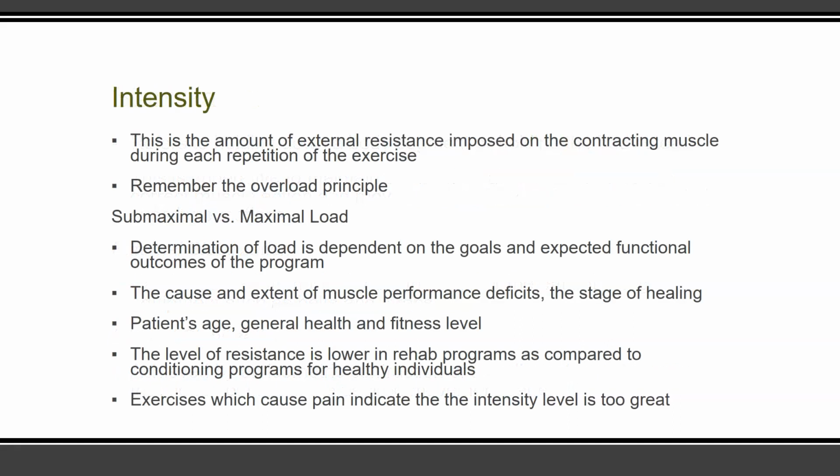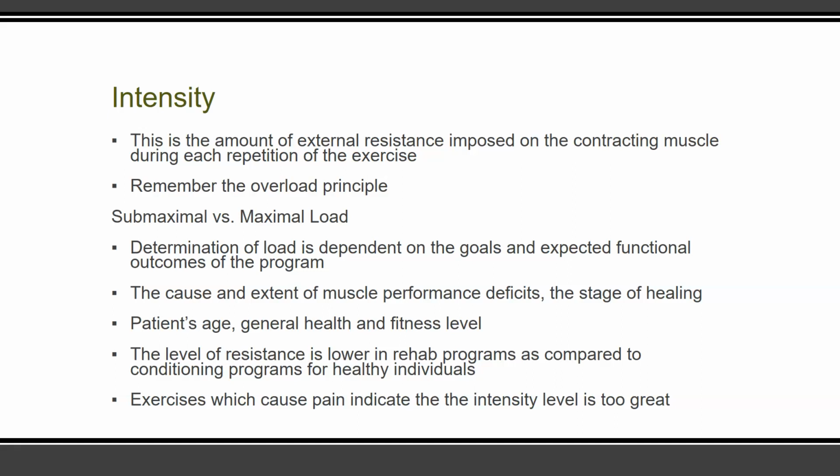The other thing we have to look at is intensity. So this is the amount of external resistance imposed on the contracting muscle during each repetition of the exercise. So the one thing we have to remember is this overload principle. We need to stress this tissue to make it adapt. So we have to think about, without getting too much stress on the muscle, we still have to achieve some stress to get the adaptive changes.